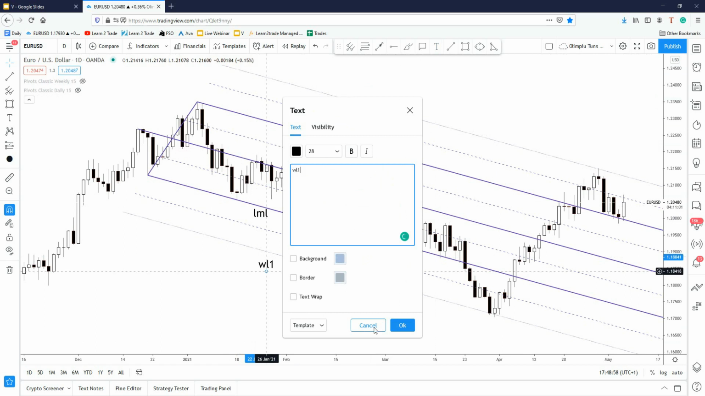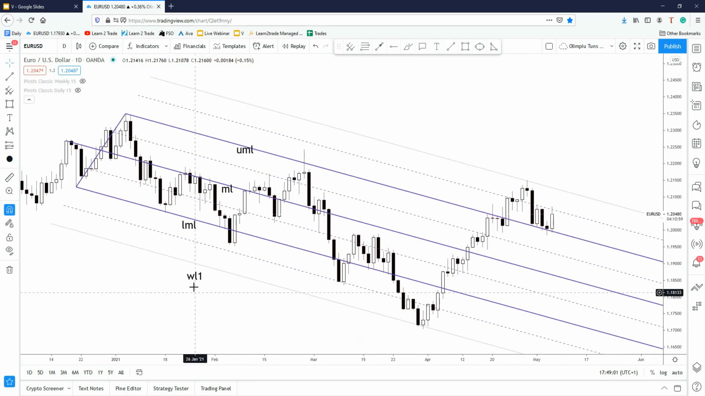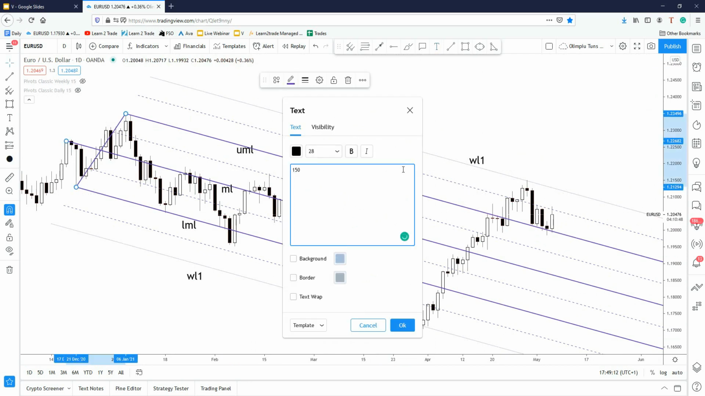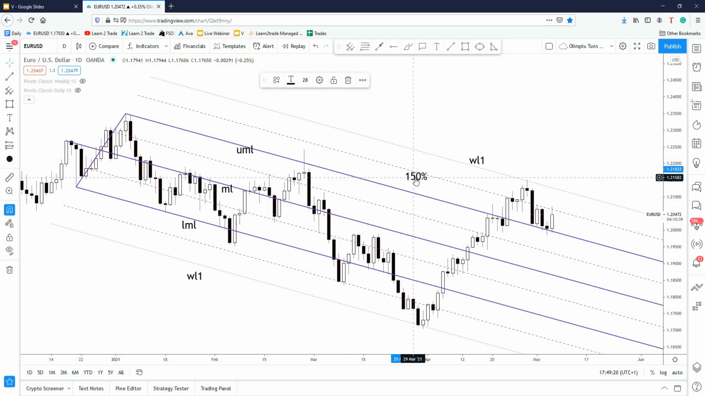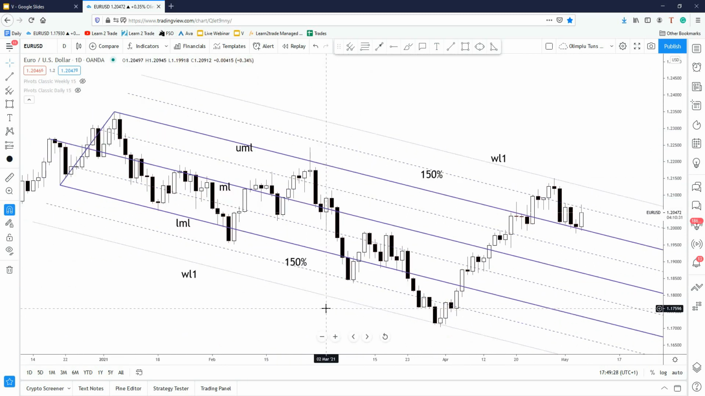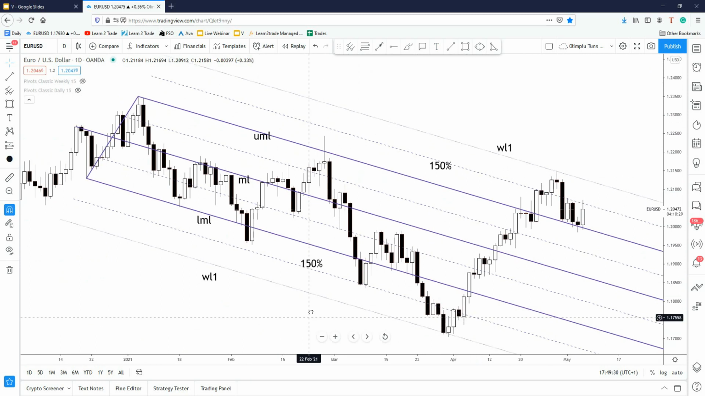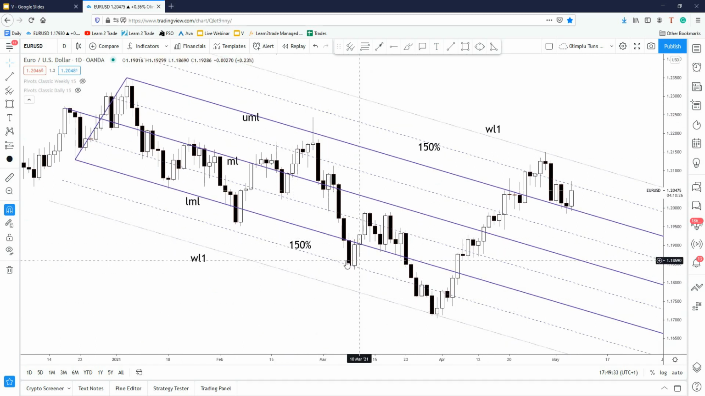Here we have the first warning line. Also, here we have the first upside warning line, the upside 150% Fibonacci line, and the downside 150% Fibonacci line. You can see that the price respects these lines, these levels, as support, as resistance.